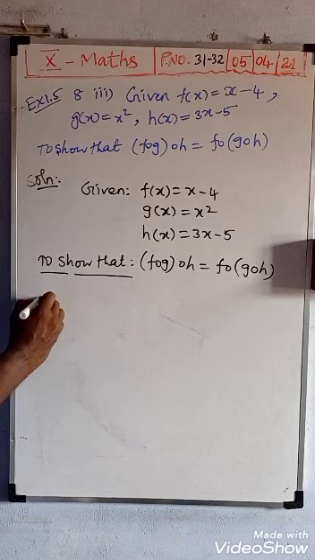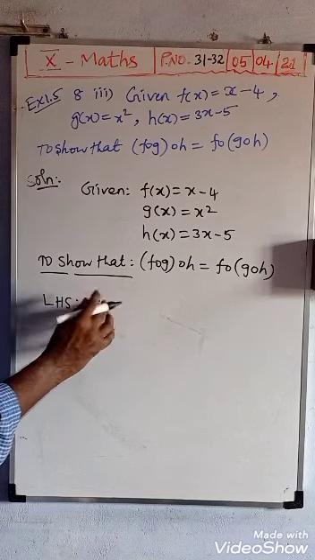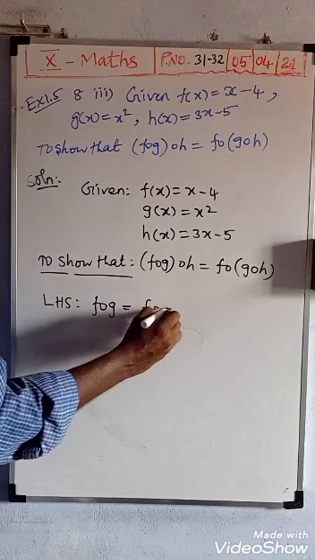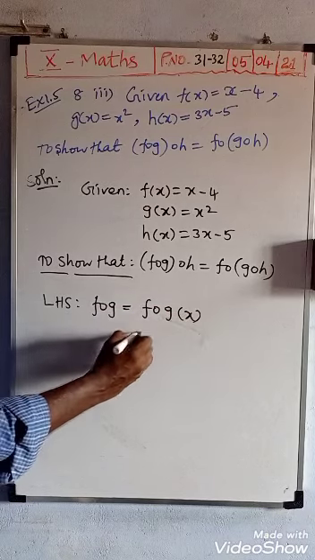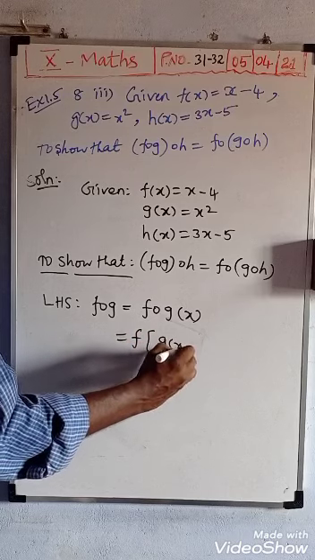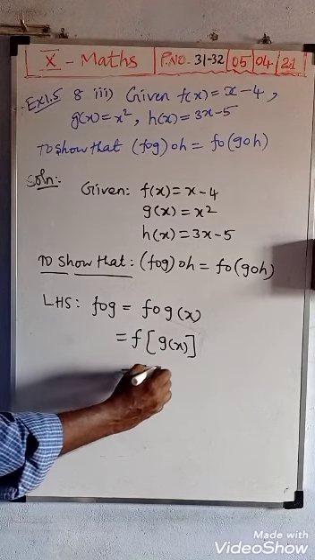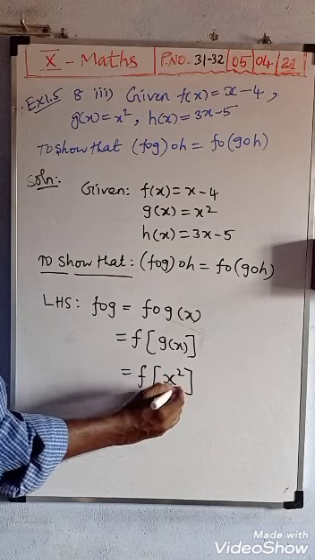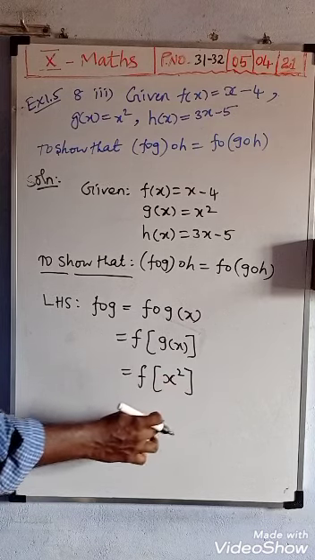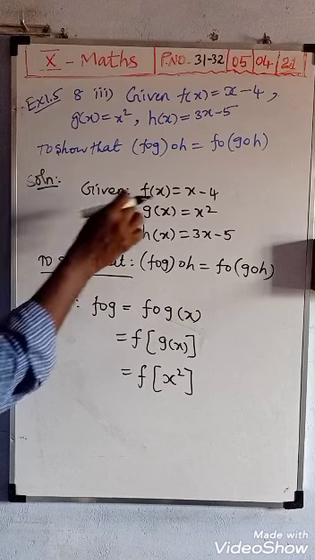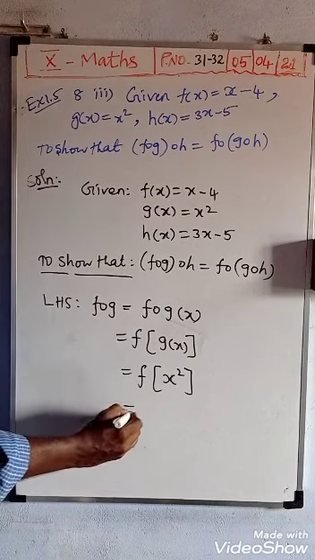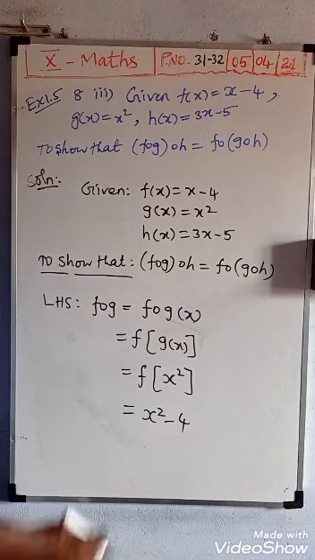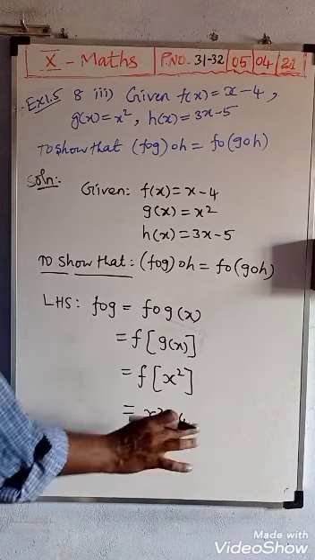First you choose the LHS side. In the first bracket, what is there? F composition g. So we want to find f composition g of x, which we can change as f of g of x. Now in f of g of x, the function g of x is x squared. Where we want to substitute x squared, you should substitute in the function f. So function f is x minus 4, so instead of x you substitute x squared. So x squared minus 4 you will receive. So f of g of x answer is x squared minus 4.